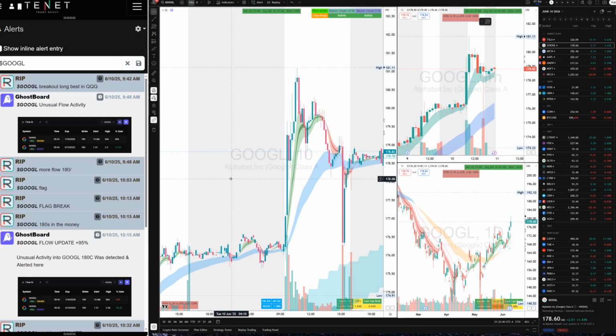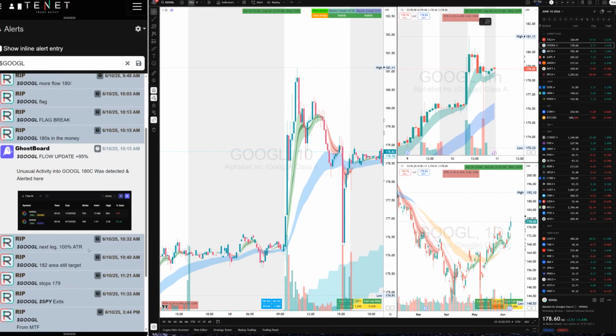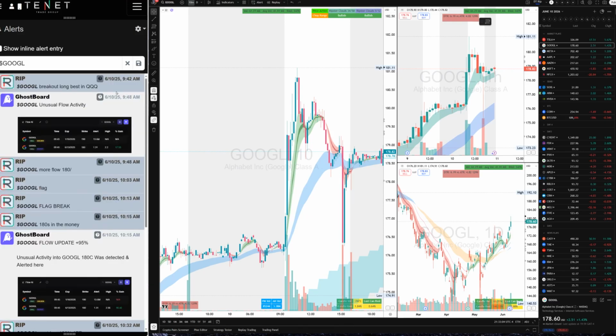That's why we were not trading some other weak stuff, like the Netflix short that we did. We'll talk about it. So you see that I told the traders this is flow, good long. I gave the flag breakout. I told them to hold for your target of 180. Our final target was 180 to 50. We never got it. Ghost board alerted the flow, and you see we continuously start to push.